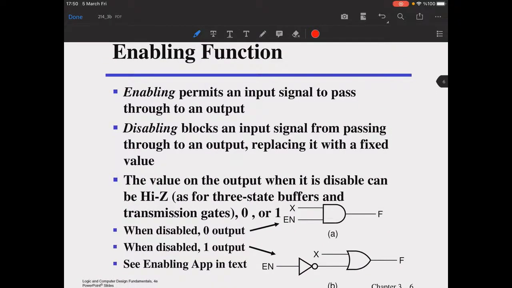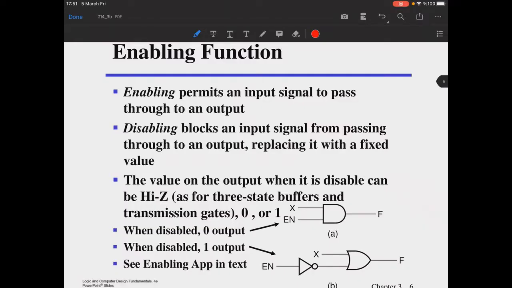And what about the enabling function? Enabling permits an input signal to pass through to an output. Otherwise, it would be blocked by the enabling circuitry. And disabling blocks an input signal from passing through to an output, replacing it with a fixed value. This is how we do it. And if you have 3-state buffers, in this case, the value on the output when it is disabled can be read as high impedance.